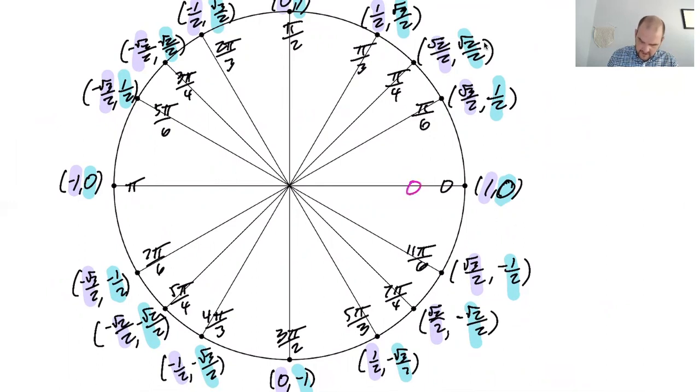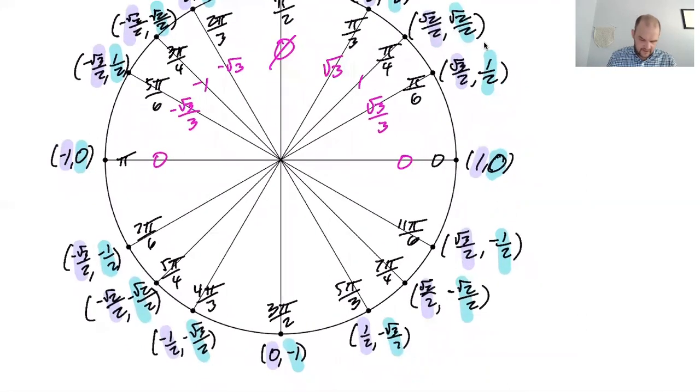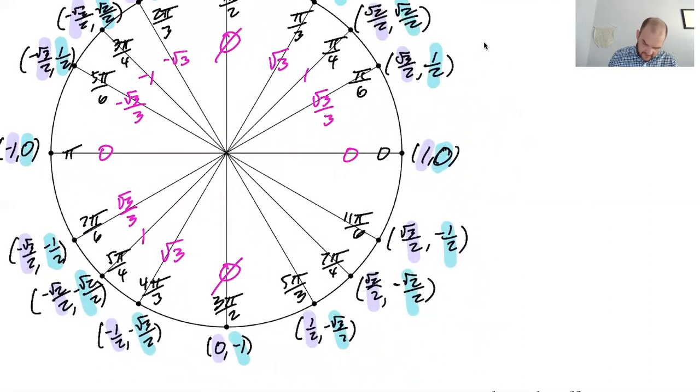So we get 0, then root 3 over 3, 1, root 3, doesn't exist. Then you get negative root 3, negative 1, negative root 3 over 3, 0. Let's just keep going. You're going to get positive root 3 over 3, positive 1, positive root 3, doesn't exist. We're going to keep going. You're going to get negative root 3, negative 1, negative root 3 over 3, 0.